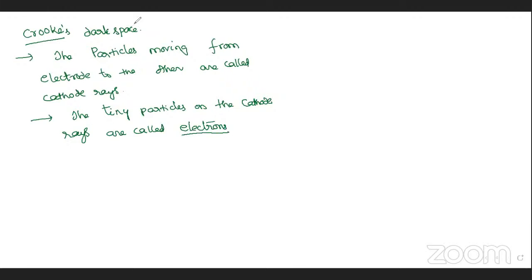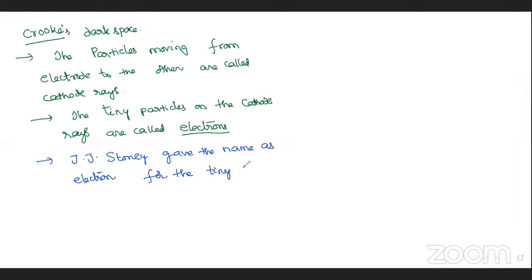ఇక్కడ ఆబ్జెక్టివ్ పాయింట్, అందుకని మళ్ళీ కలర్ చేంజ్ చేస్తున్నాను. హూ గేవ్ ద నేమ్ ఫర్ దీస్ టైనీ పార్టికల్స్ as ఎలక్ట్రాన్? ఇది మళ్ళీ ఒక ఆబ్జెక్టివ్ పాయింట్. హీ ఈజ్ మిస్టర్ G. Johnstone Stoney, he gave the name as electron for the tiny particle. Okay, this is one more objective point. So J.J. Stoney, ఇక్కడ మనం గుర్తుపెట్టుకోవాలి.